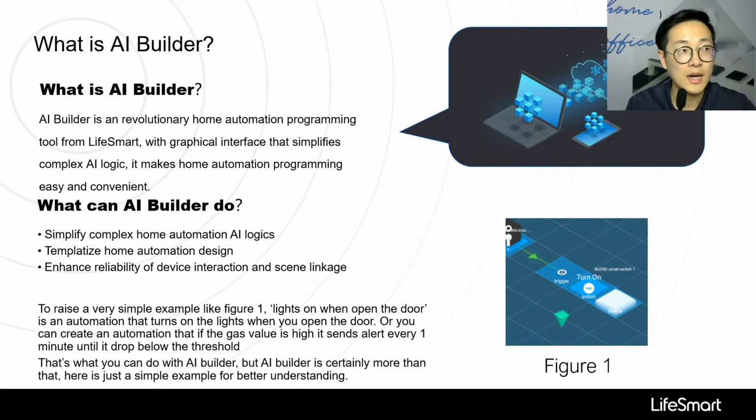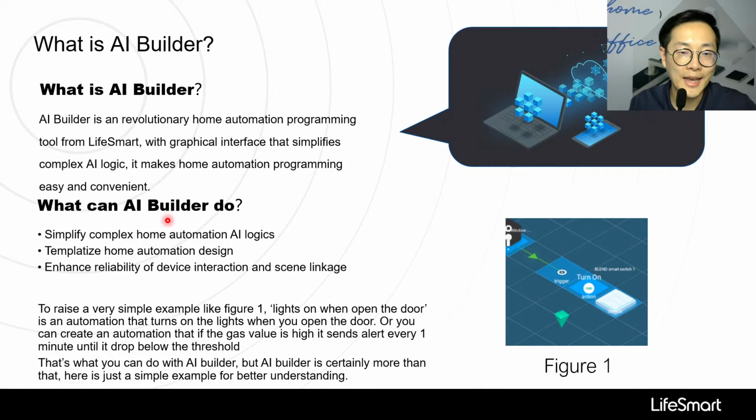So let's get right into the topic today. So what is AI Builder? AI Builder is a revolutionary home automation programming tool from LifeSmart, with a graphical interface that simplifies complex AI logics, and it makes home automation programming easy and convenient. To put it in a very simple way, AI Builder is a home automation programming tool of LifeSmart. If you're already familiar with how to set a trigger, a schedule, even smart home scenes, now it's time for you to put your hands on AI Builder.